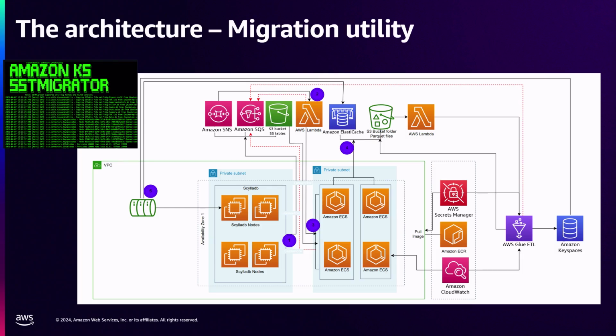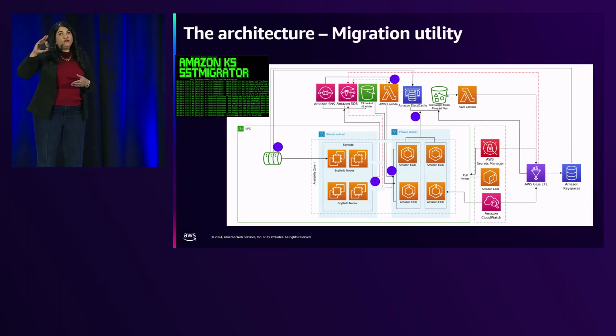First, we installed a script on each of these Cassandra nodes. We had 54 of them in one of our largest clusters. Once we installed the script on the Scylla or the Cassandra nodes, it extracted the SS tables that Steve talked about into S3 buckets. Then we used S3 events to take those SS tables and make an entry into a queue.